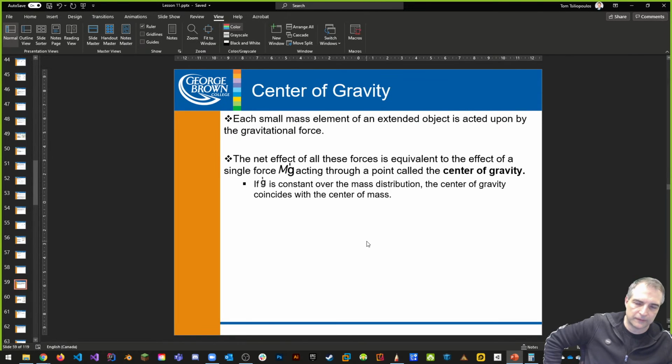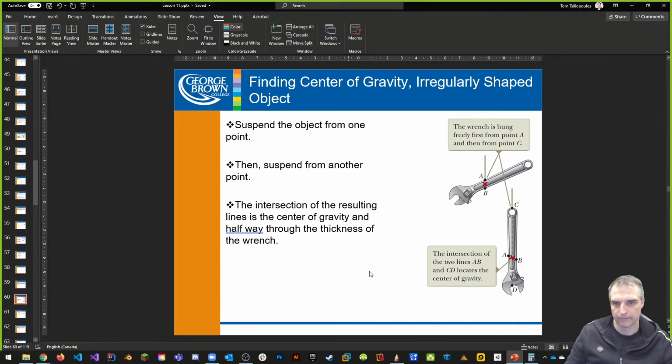How about center of gravity? Each small mass element of an extended object, which means there's more than one, is acted upon by the gravitational force. So if you have a composite set of objects that are all together, gravity is acting on everything, not just on one thing. Here's an example of that composite scenario where I have two objects in a system. I'm not going to talk about this because it's like a pulley, and we don't really want to think about a pulley in terms of what we're doing here today.